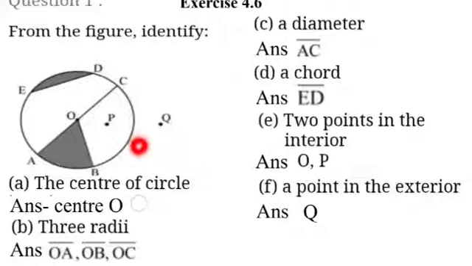The figure is actually a circle, and the points which are on the ring of the circle are A, B, C, D and E. Now the points inside the circle are said to be in the interior of the circle. I repeat, the points which are inside the circle are called interior points of the circle. So the interior points are O and P.